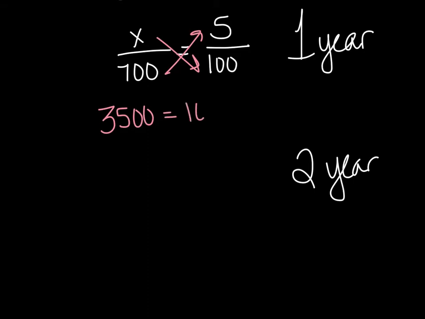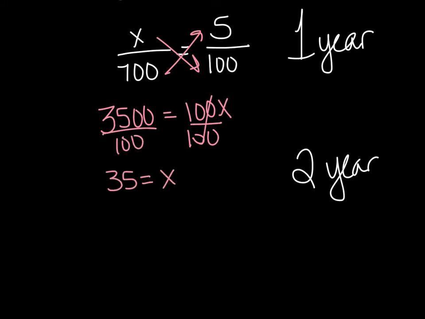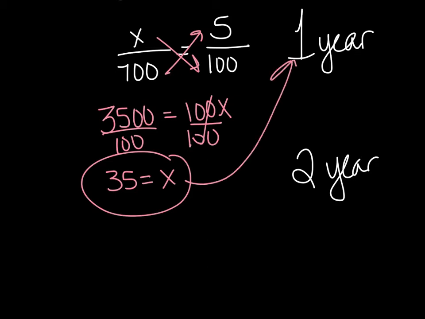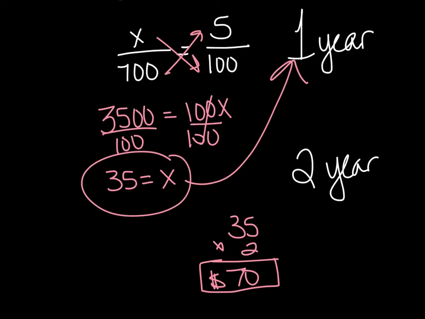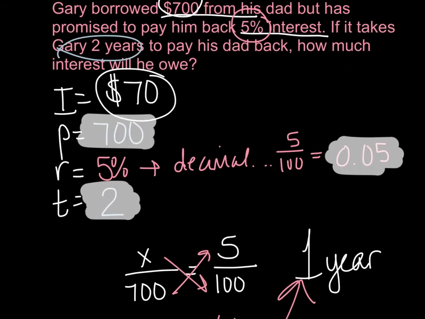3,500 is equal to 100x. Isolate your variable, and I see that 35 is equal to x. Again, that's for 1 year. For 2 years, I have to take 35, multiply it by 2, and find out that the interest is $70. That $70 shows the same value that I had up above.